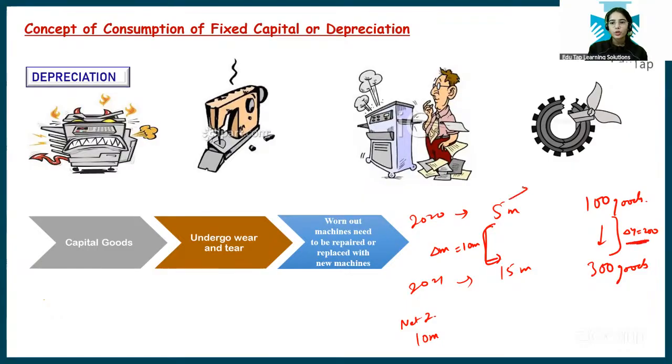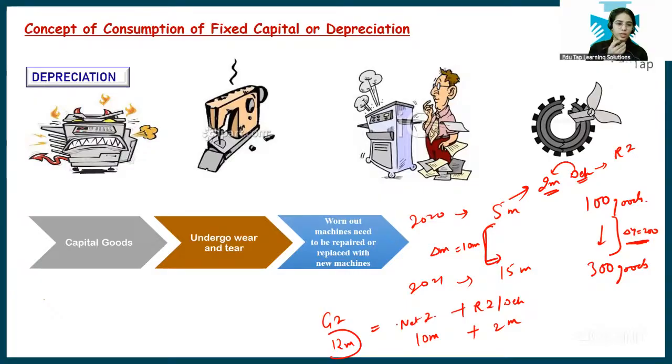Now let's say out of the 15 machines, 2 machines have broken down. There is depreciation of 2 machines. So what is the replacement investment? The replacement investment or the depreciation is of 2 machines. So gross investment is of 12 machines. Got it? Gross investment is of 12 machines.